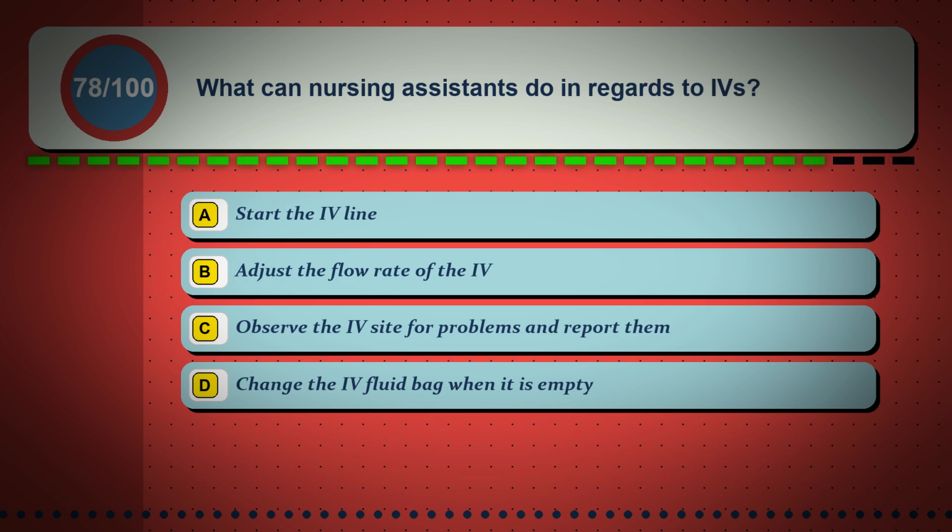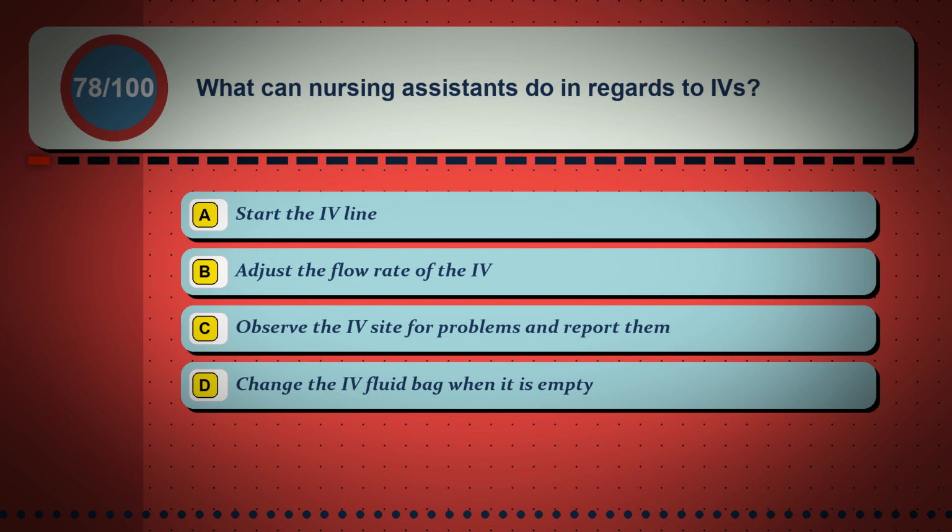Question 78. What can nursing assistants do in regards to IVs? Option A, start the IV line. Option B, adjust the flow rate of the IV. Option C, observe the IV site for problems and report them. Option D, change the IV fluid bag when it is empty.